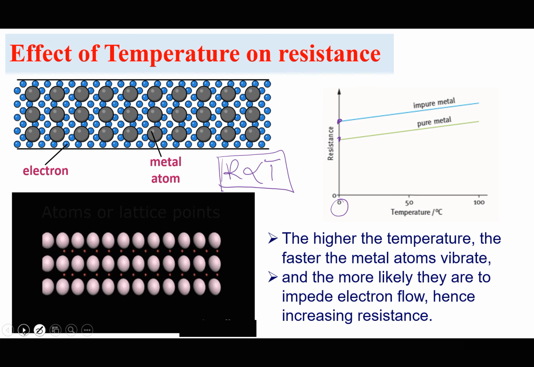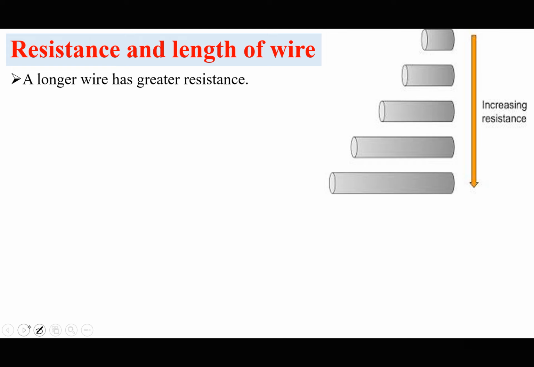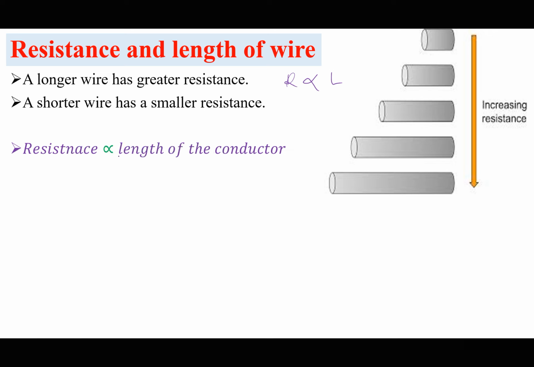Let's talk about resistance and the length of a material. How does the length of a material affect resistance? Let's consider three cylindrical objects of the same cross-sectional area but increasing length. We shall notice that a longer material has a greater resistance. In other words, resistance is directly proportional to length, and a shorter material will have a smaller resistance. So what I'm simply saying is that resistance R is directly proportional to length. Then you will ask yourself, how is resistance increasing with length?